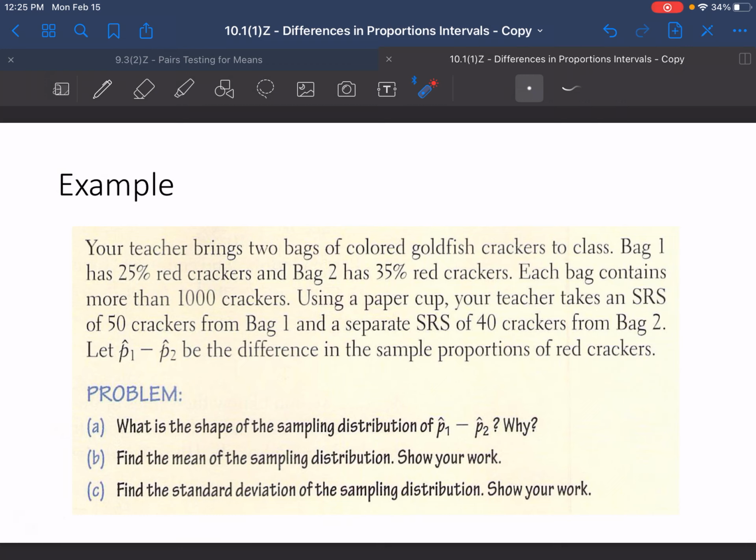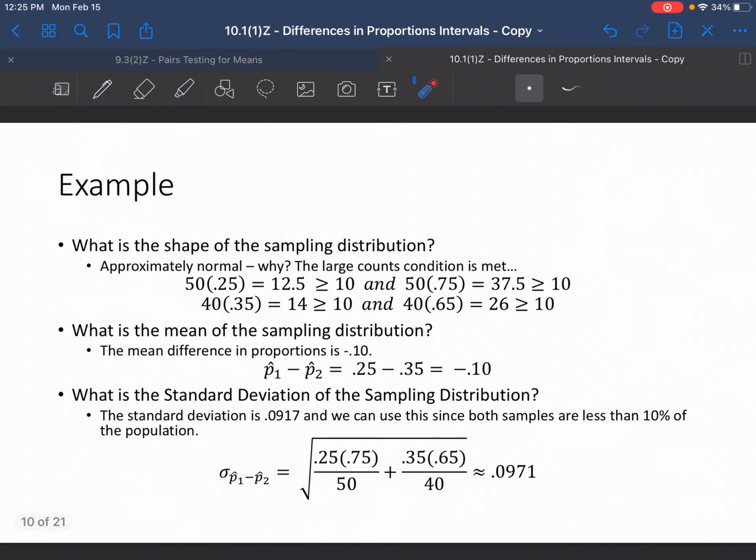Part B asks us to find the mean of the sampling distribution and show our work. Again, the mean is the proportion for sample 1 minus the proportion for sample 2, which gives us a mean of negative 0.10, or negative 10% in this case. So the mean difference in proportions is negative 0.10.